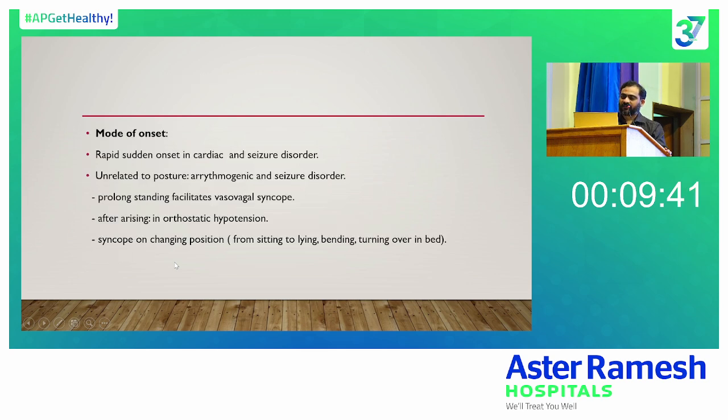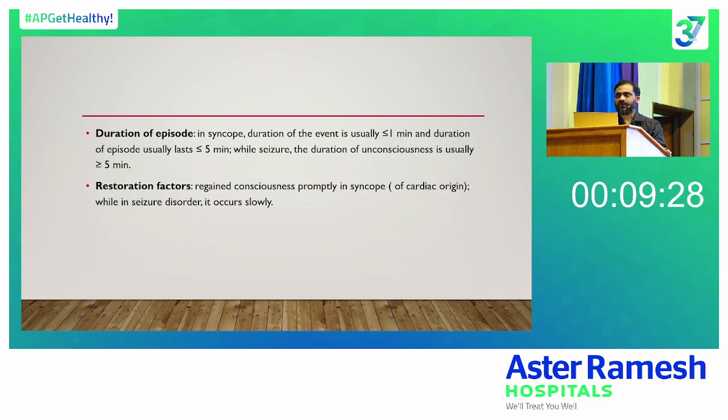A rapid, sudden onset is usually cardiac. If it is unrelated to posture, it is usually arrhythmogenic and sometimes a seizure disorder. And if it is associated with a postural change, it is usually orthostatic hypotension. Cardiac episodes are usually very short, usually less than 1 minute, hardly more than 5 minutes. Seizures are usually longer, and the patient regains consciousness very fast if it is a cardiac syncope.